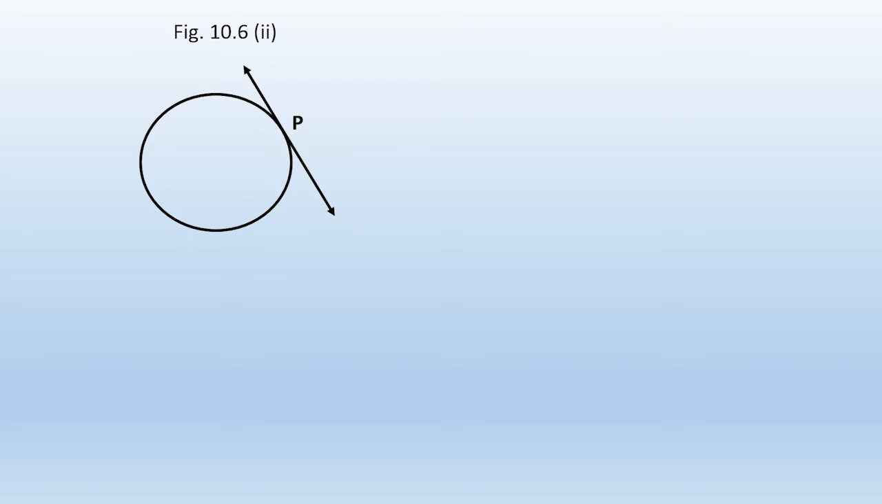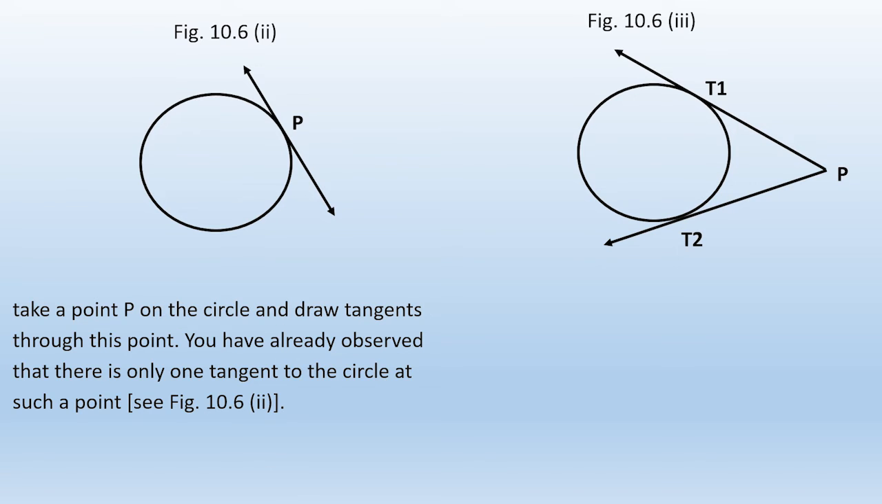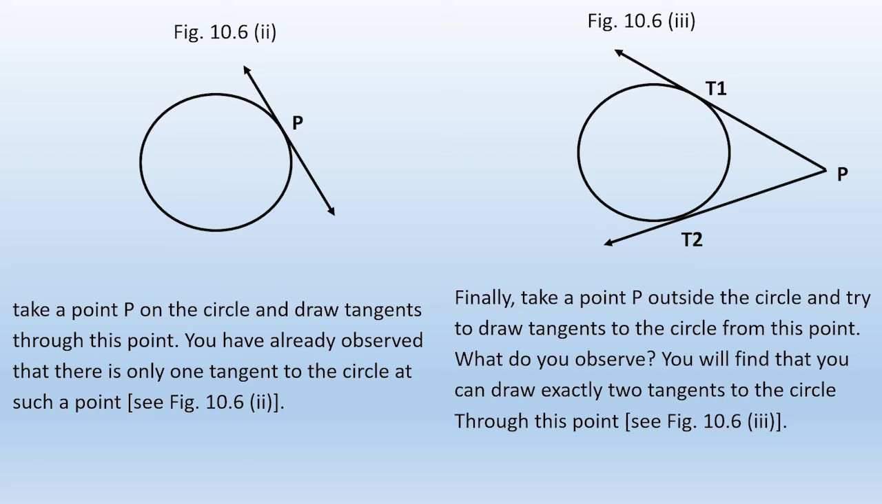All the lines that pass through this location cross the circle in two places. As a result, no tangent to a circle can be drawn through a point within it. Next, a tangent should be drawn via a point P on the circle. At such a location, you've already noticed that there's just one tangent to the circle. Finally, start at a point P outside the circle and try to draw tangents to the circle from there. What are your observations? You'll see that from this point, you may draw exactly two tangents to the circle.